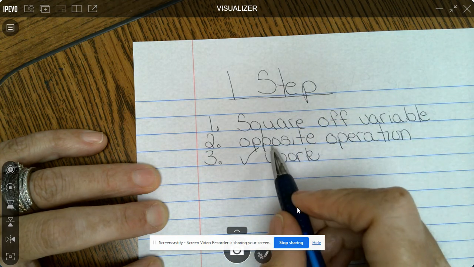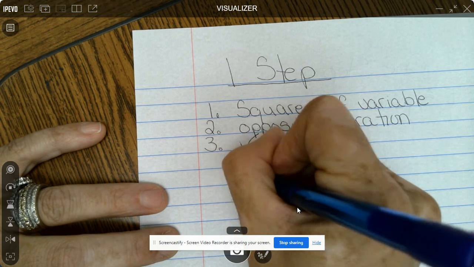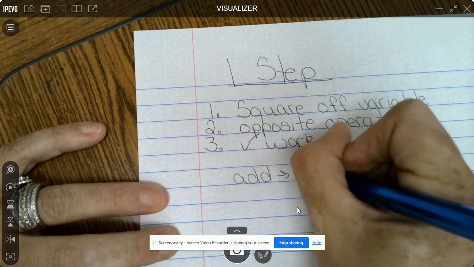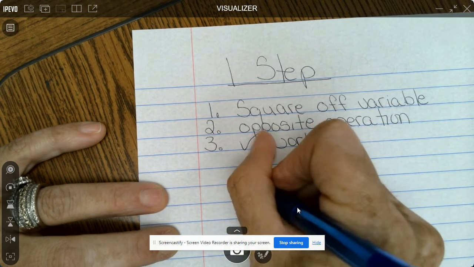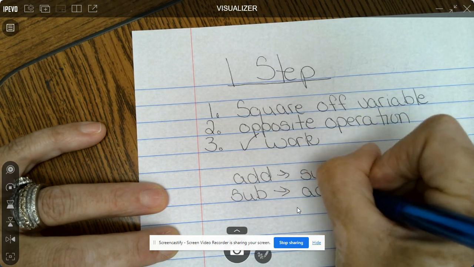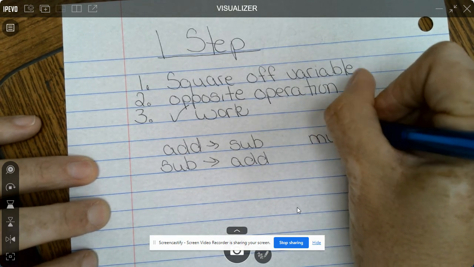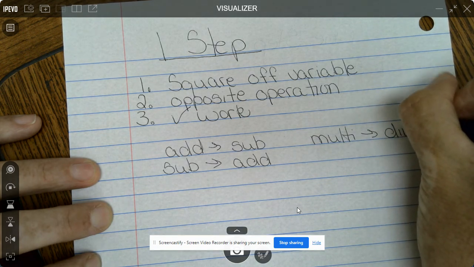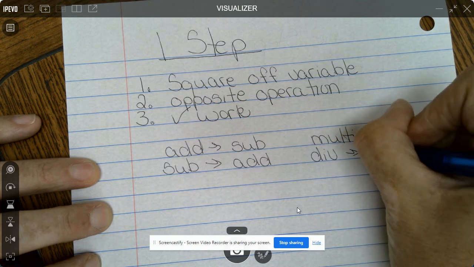And the final step is that we are always going to check our work. Now, when we talk about opposite operations, all this is saying is that if you add something, the opposite is that you subtract it. If you subtract something, you add it. The opposite of multiplication is division, and the opposite of division is multiplication.